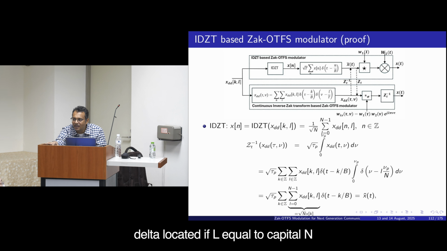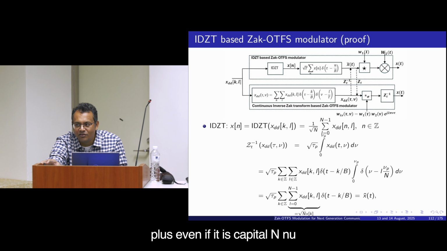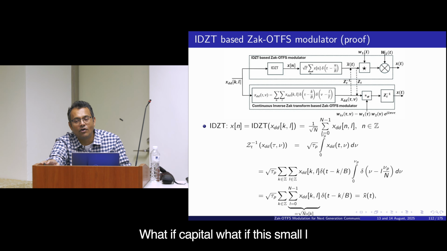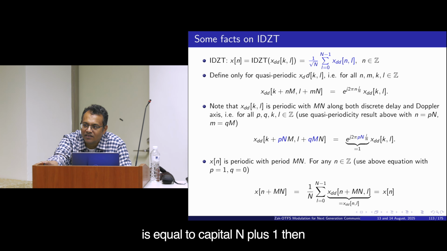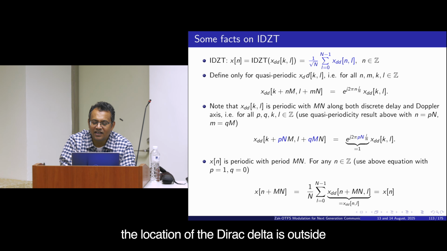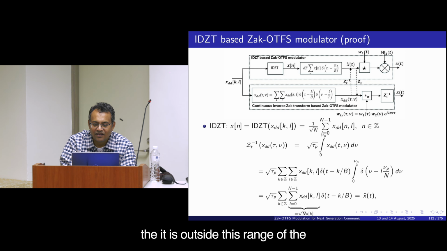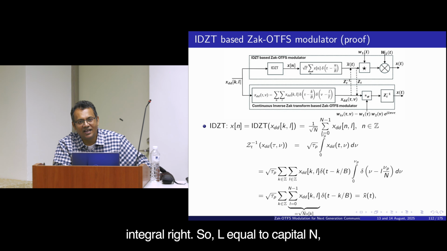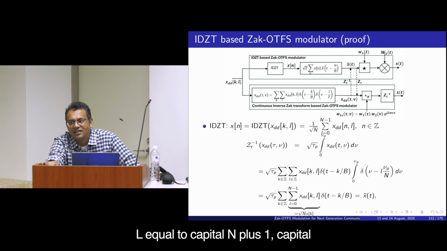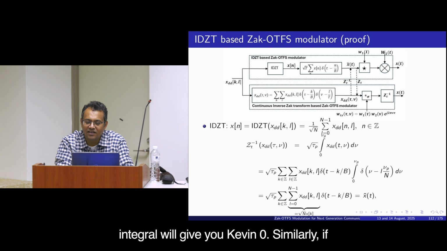If L equal to capital N, even if it is capital N nu p, right, which is just at the border. What if the small l is equal to capital N plus 1? Then the location of the Dirac delta is outside this range of the integral, right. So, L equal to capital N, capital N plus 1, capital N plus 2, for all of them the integral will give you, Kevin, 0.